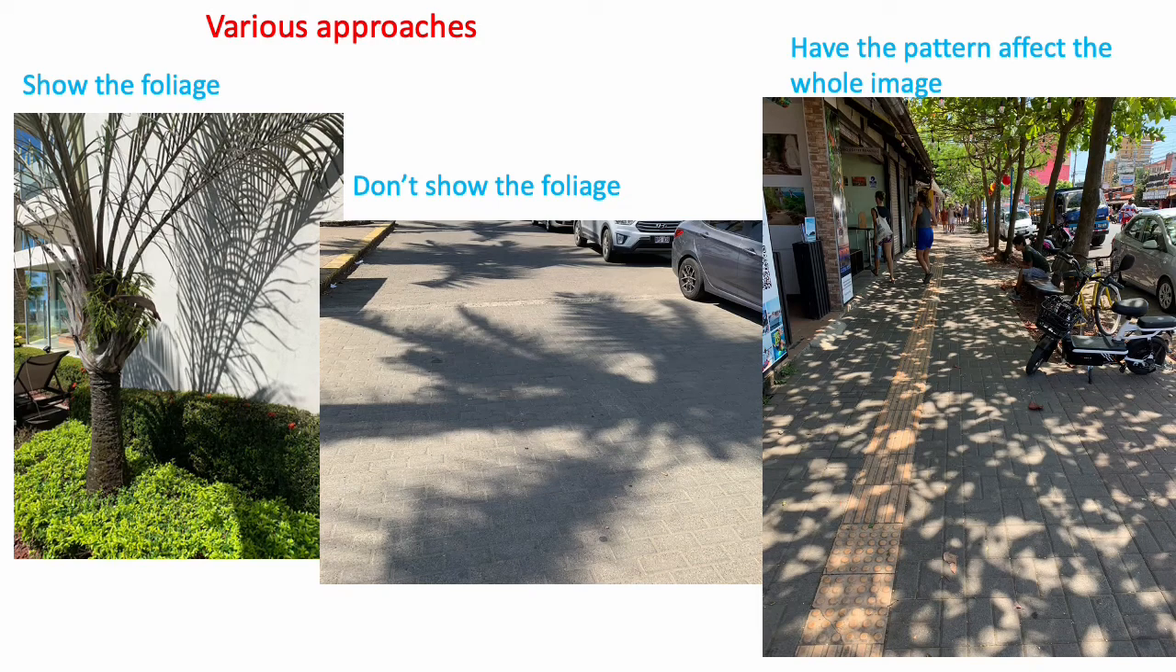You could show the foliage in addition to the shadows, creating a balanced image. Alternatively, you could show only the shadow, where the viewer is actively involved trying to determine the type of tree. A third approach is to show the dappled light falling on everything in the scene.